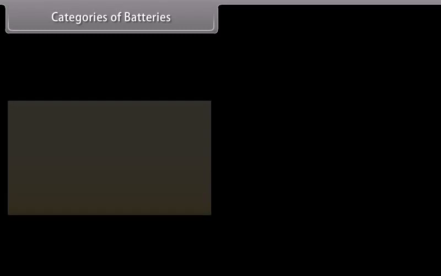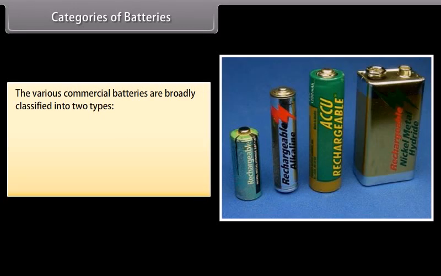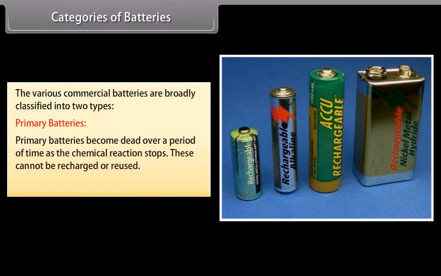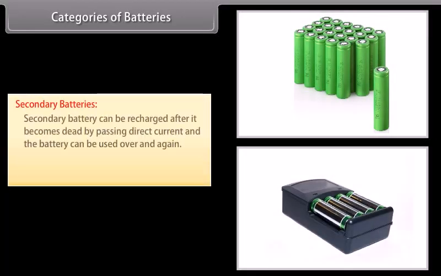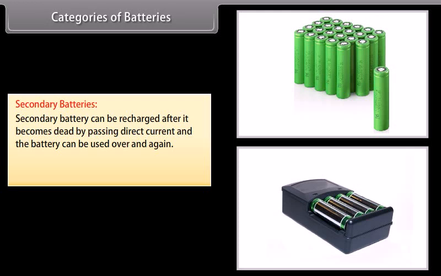Categories of batteries. The various commercial batteries are broadly classified into 2 types. Primary batteries. Primary batteries become dead over a period of time as the chemical reaction stops. These cannot be recharged or reused. For example, dry cell and mercury cell. Secondary batteries. A secondary battery can be recharged after it becomes dead by passing direct current, and the battery can be used over and over again. For example, lead storage battery and nickel-cadmium storage cell.